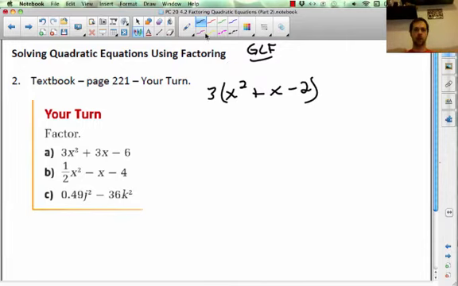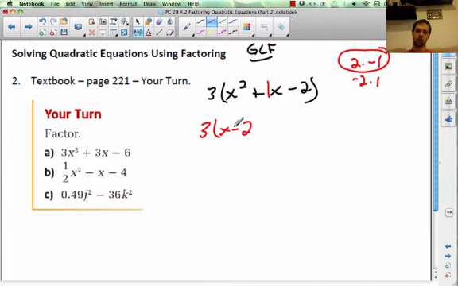So divide everything in here by 3, and that's what you'll be left with. Now, sum and product. Your sum is going to be plus 1, and your product is going to be minus 2. So the factors of minus 2 are 2 and minus 1, minus 2 and 1, and that's it. Pick the ones that add up to positive 1, and that would be these two. So you go 3 times x plus 2 times x minus 1. And we're done.